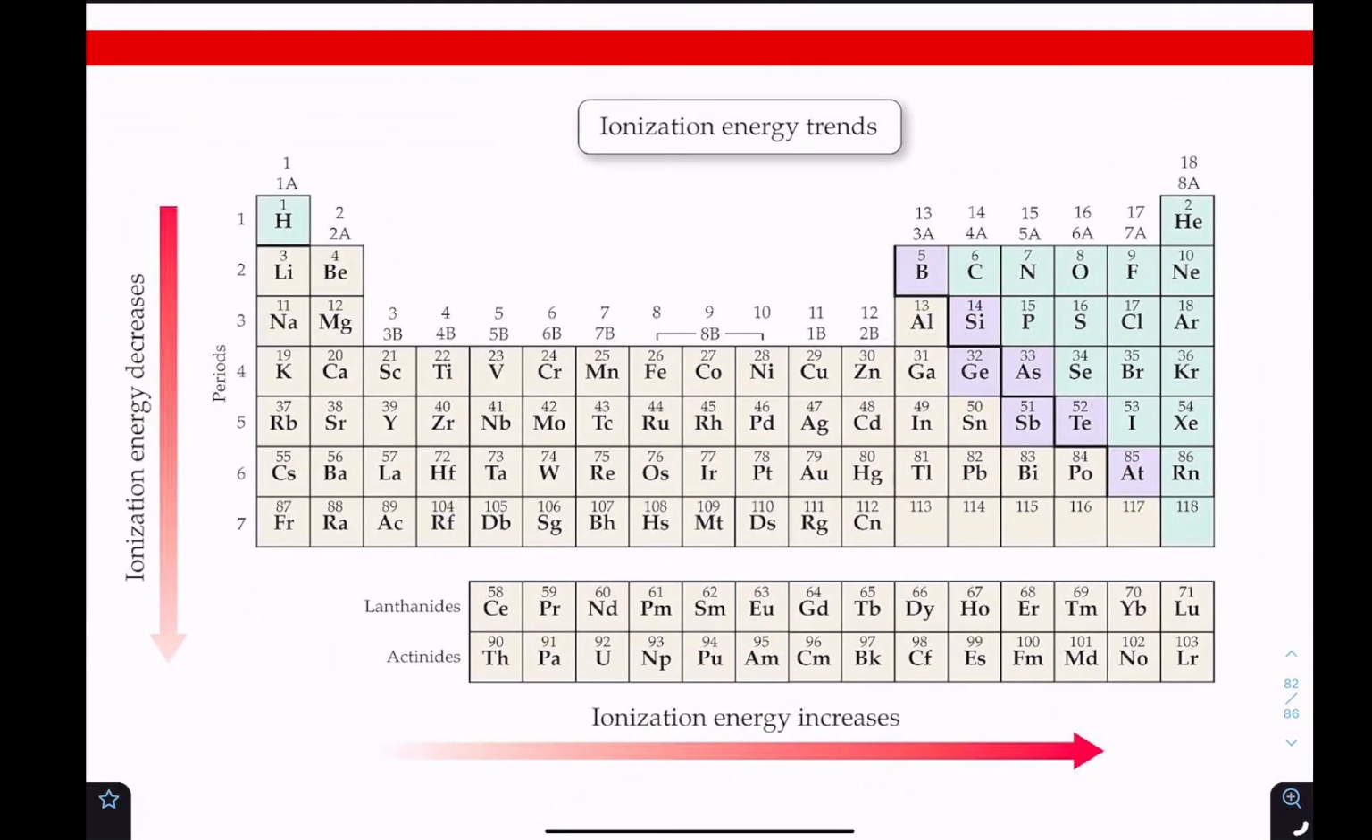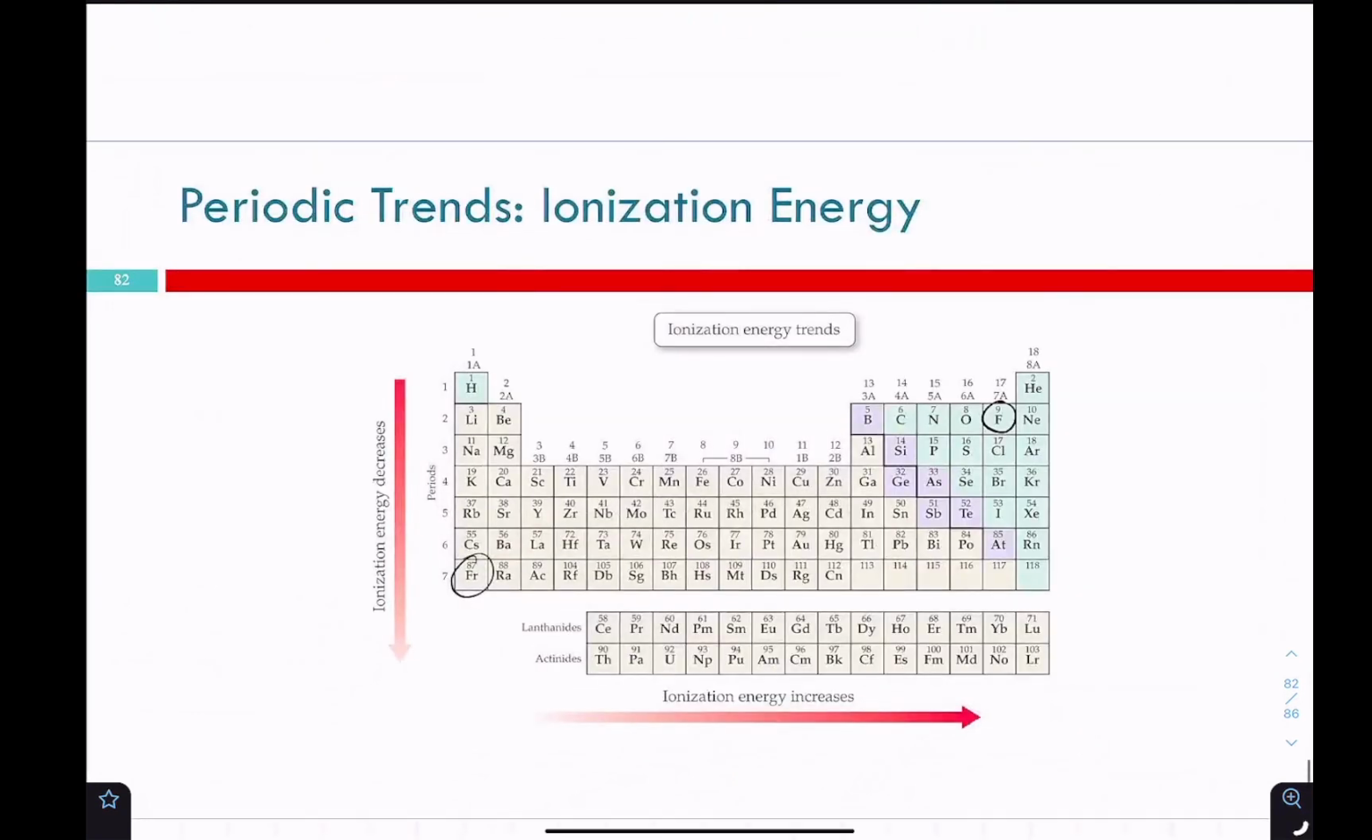So again, you can say, what is the highest? Fluorine is the hardest to remove an electron from. Francium or cesium would be the easiest one to remove an electron from. All right, we'll pick this up this afternoon.